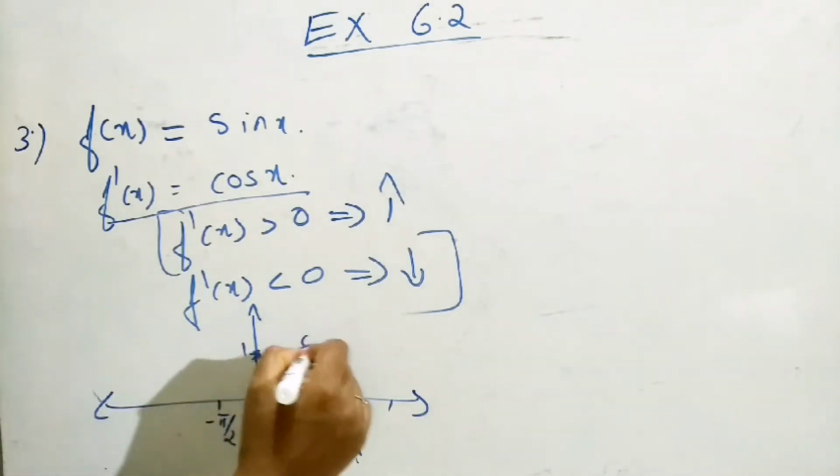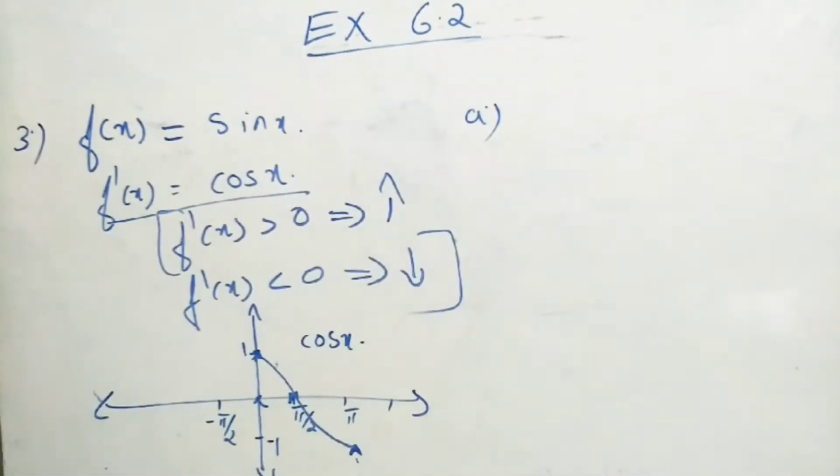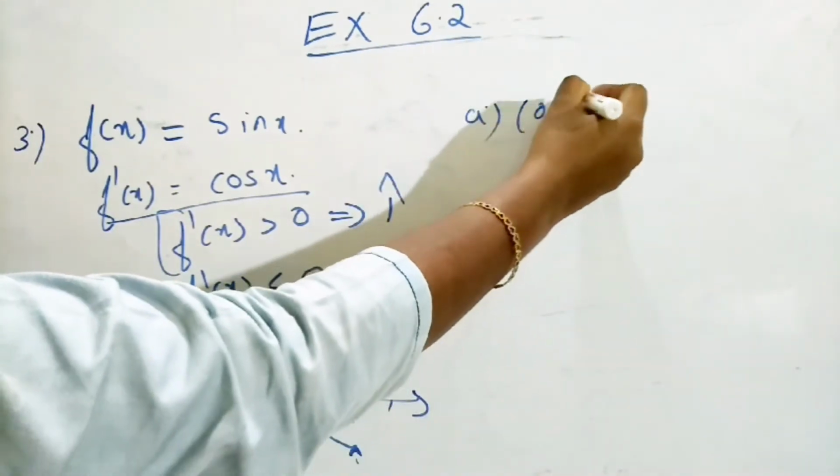Now, for the first question, we need to prove strictly increasing on 0 to pi by 2. So we need to consider the interval 0 to pi by 2.